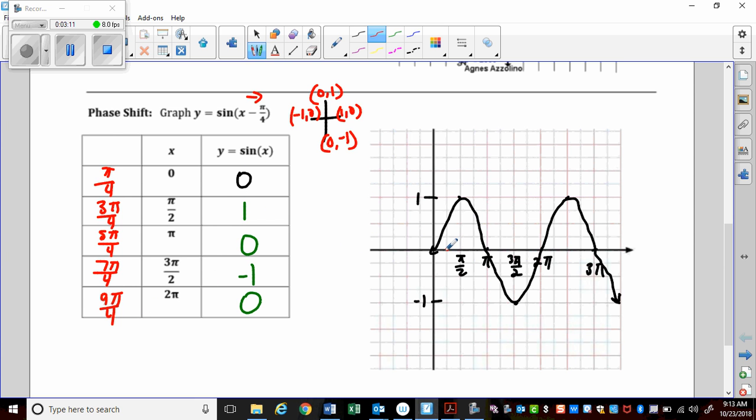So right here is my 0 at pi over 4. At 3 pi over 4, that's where my function is 1. And then at 5 pi over 4 is right here. This is where my function is 0. And then at 7 pi over 4, that is right here. And then 9 pi over 4 is going to be right here. We're just going to connect the dots. And all we did was we shifted our wave to the right pi over 4.